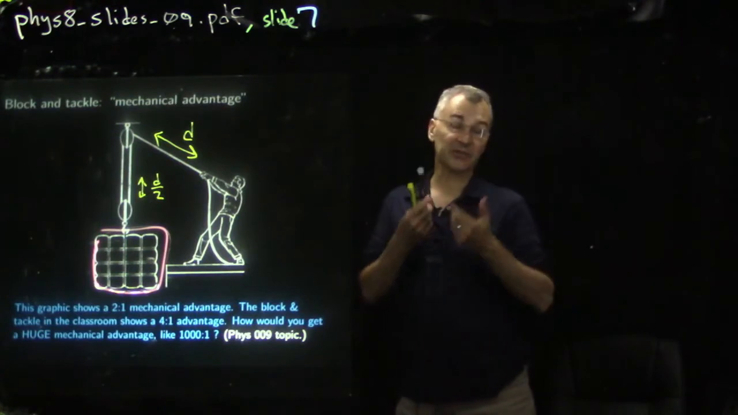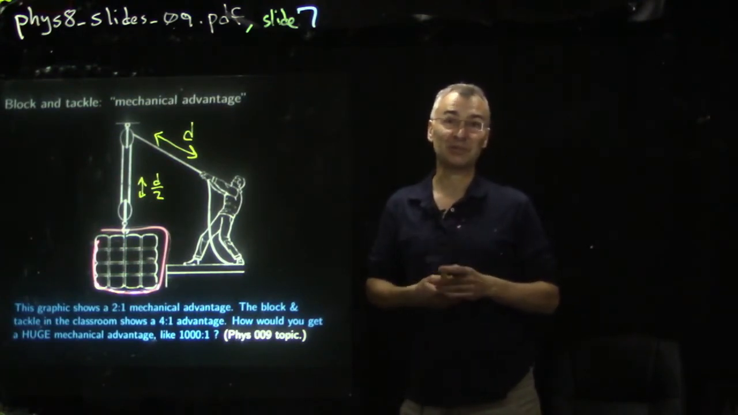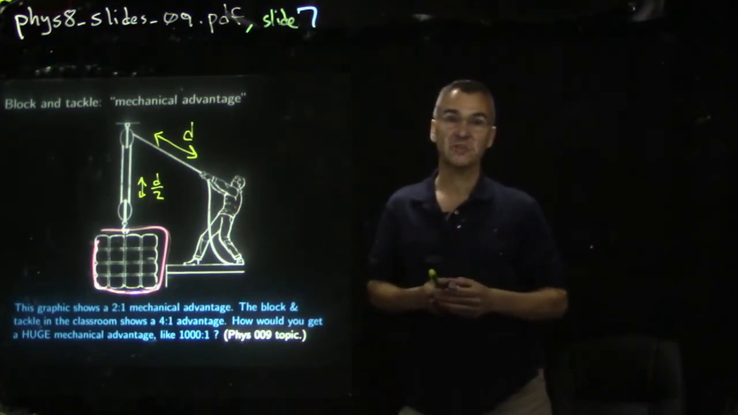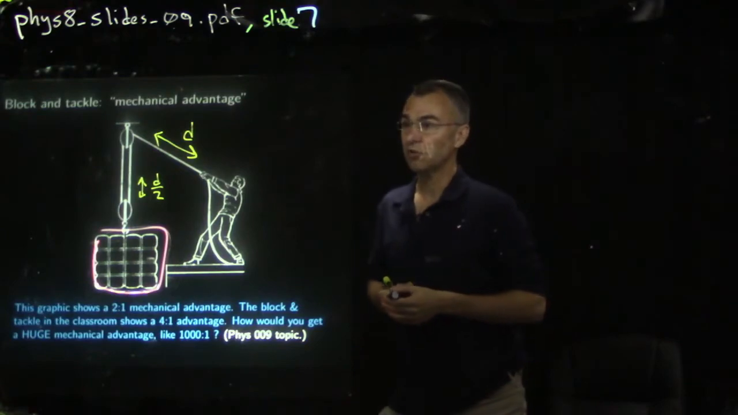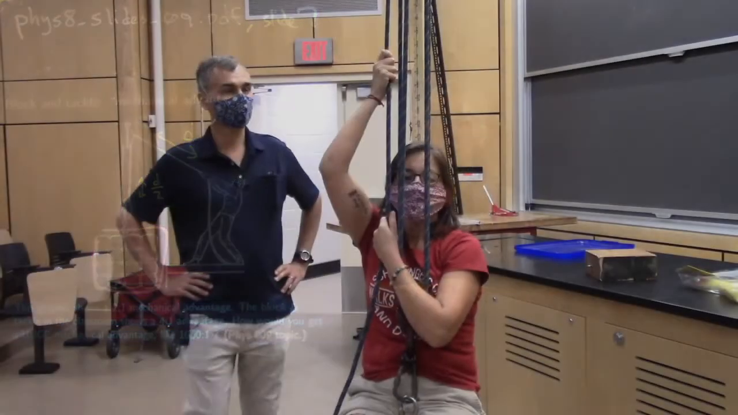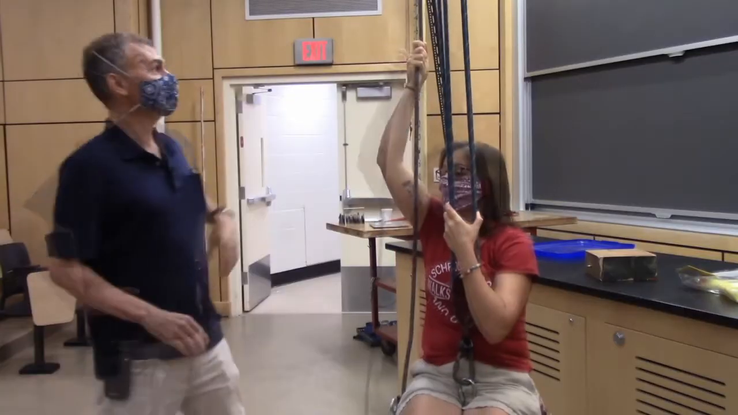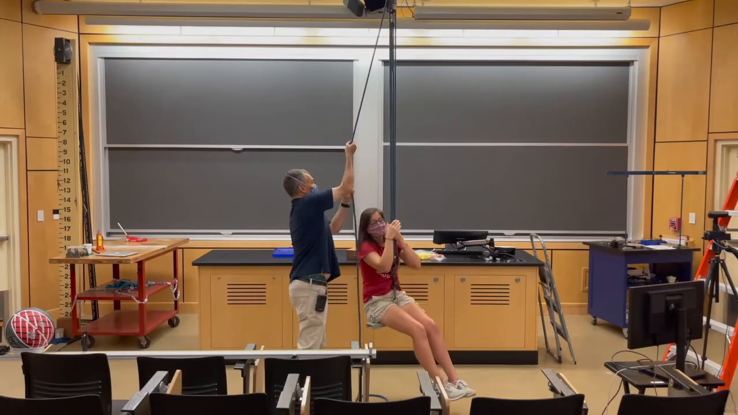And I'll show you an example of my lifting myself up in just a minute. This is a 2-to-1 mechanical advantage, and you can get maybe a 4-to-1 or 6-to-1 mechanical advantage with more elaborate block and tackle devices. So with this 4-to-1 mechanical advantage of the block and tackle, it was pretty easy for me to lift Mary.